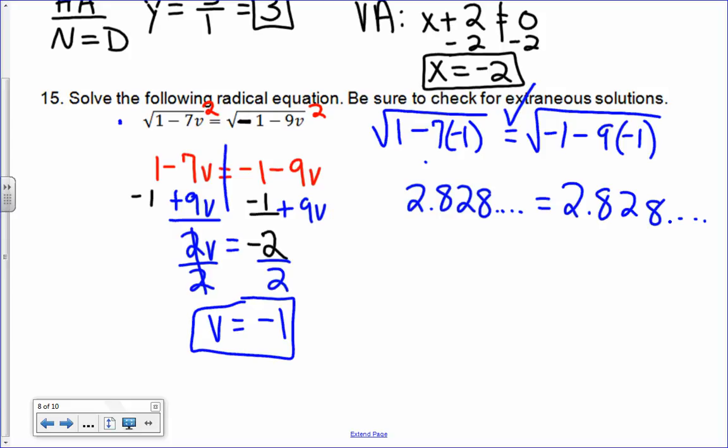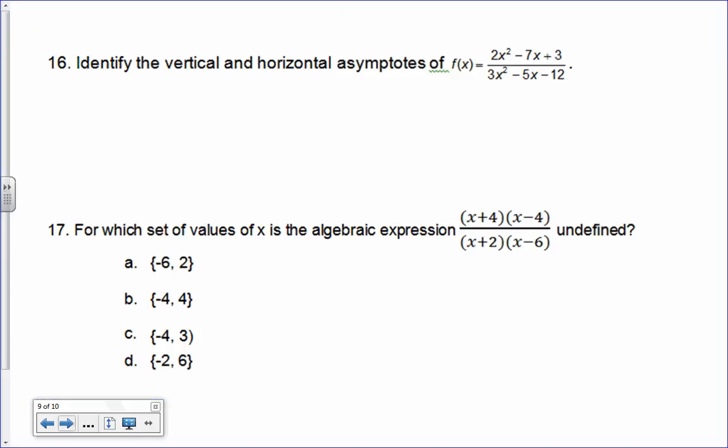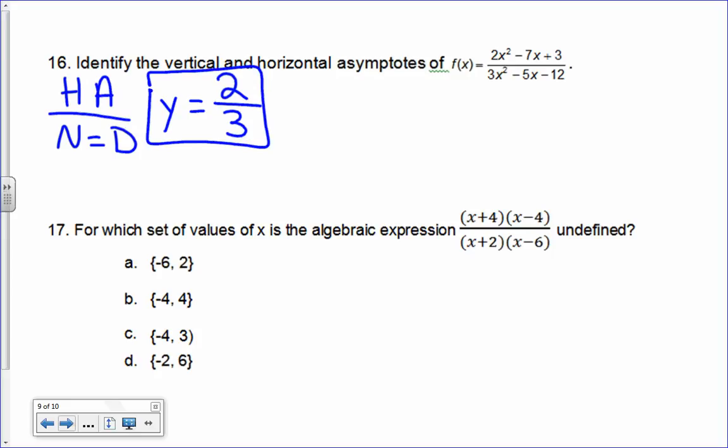All right, move to 16. 16 is just like 14. Vertical and horizontal asymptotes. Start with the horizontal. Okay, so for the horizontal asymptote here, you see that the numerator and denominator have the same exponent. That exponent is 2. So you make a ratio of their coefficients. The coefficient on top is 2, the bottom it's 3. It will not simplify. So your horizontal asymptote is 2/3.